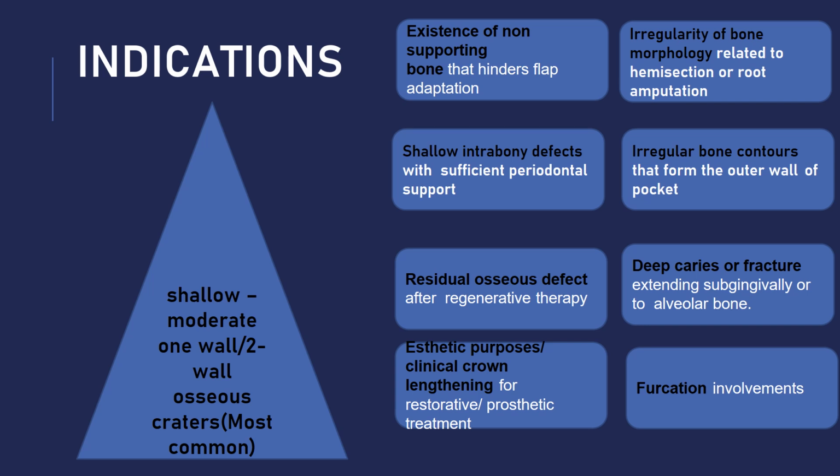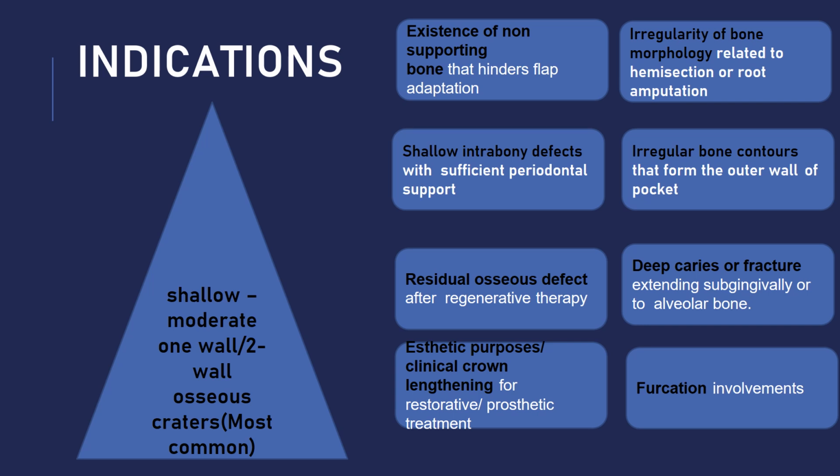Then aesthetic purposes or clinical crown lengthening. For crown lengthening, we need to expose some amount of tooth structure for restorative or prosthetic treatment, so osseous reshaping is done to expose more of the tooth. Then furcation involvements, to make periodontal maintenance possible, in case of tunneling. In all these procedures we will be removing bone. So these are the indications for osseous resective surgery.